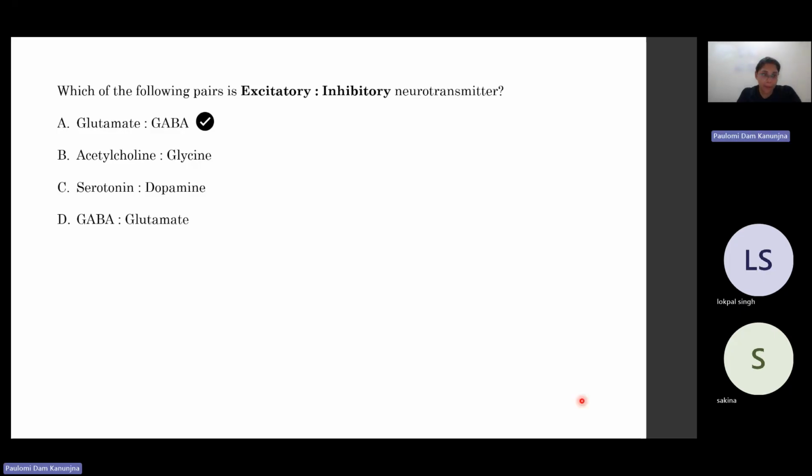So it's glutamate and GABA, as you correctly mentioned. Now, why not the other options? So acetylcholine is excitatory, glycine is inhibitory, but the pairing is not correct. Acetylcholine, we discussed neuromuscular junction, whereas glycine we discussed spinal cord, right? So they are not acting at the same place. Serotonin and dopamine are modulatory neurotransmitters. Okay, they can modulate behavior based on the context. And GABA and glutamate are the opposite. So that's why glutamate and GABA. So you got it right.